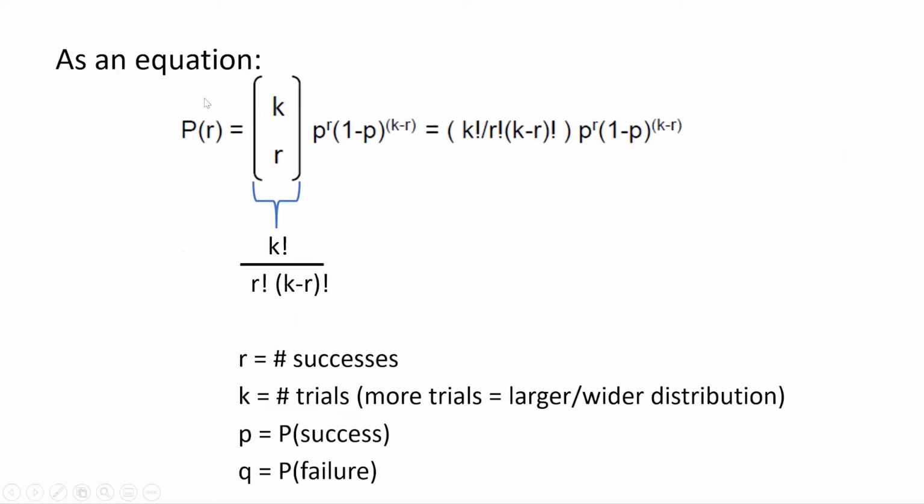As an equation for binomial distribution, this is what it looks like, where we have this P of R, the probability of the number of successes, is equal to this KCR term, which really just breaks down into this factorial fraction. We have K factorial divided by R factorial times (K minus R) factorial, where K minus R is just the number of failures. So the total number of trials minus the number of successes gives us the number of failures. And that's multiplied by the rest of this term up here. We have the probability of success raised to the number of successes times 1 minus P, so the probability of failure, raised to the number of failures.